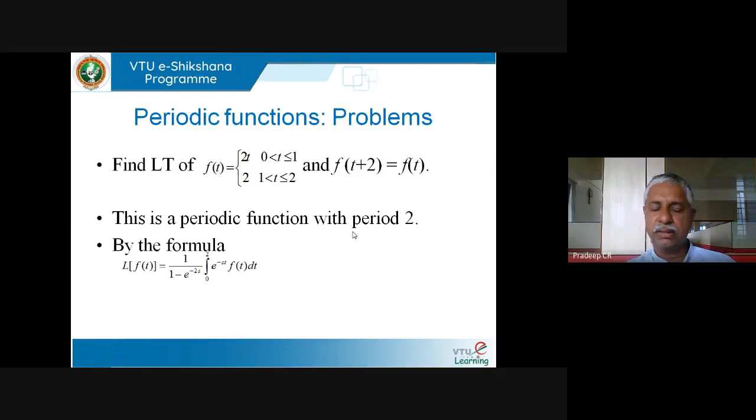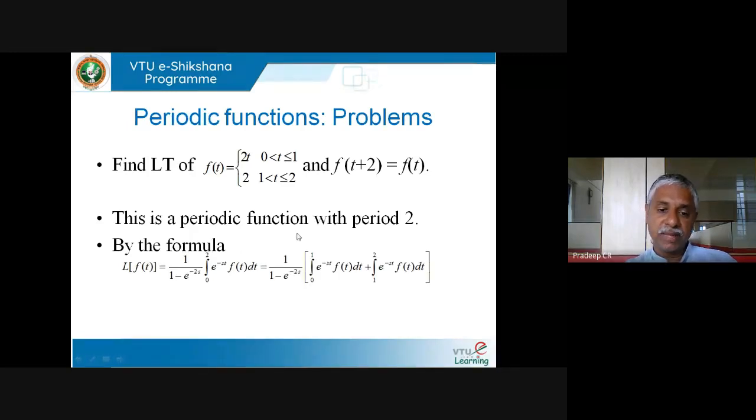And how do I calculate its Laplace transform, which is what I've been asked? So I use the formula. Laplace of f(t) is 1 by 1 minus e power 2s, integration of e power minus st f(t) between 0 to 2. So I carry out this integration. Now, the function doesn't have one single form between 0 and 2. So I break it up between 0 and 1 and 1 and 2.